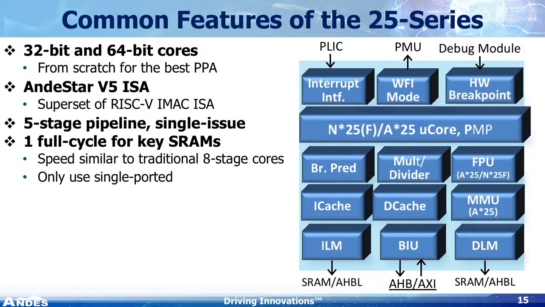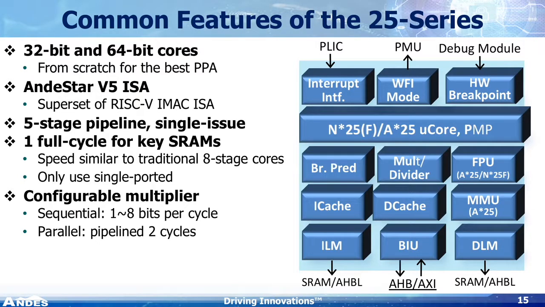The baseline ISA is based on RISC-V's IMAC, and then we add on top of that. They are all 5-stage pipeline, single issue, a very simple, efficient pipeline. We reserve one full cycle for the critical SRAM, like instruction SRAM and data SRAM, so that its frequency can reach that of the traditional 8-stage pipeline core. And we only use single-ported SRAM, so it's very power efficient with small area, but with a little bit of control code there.